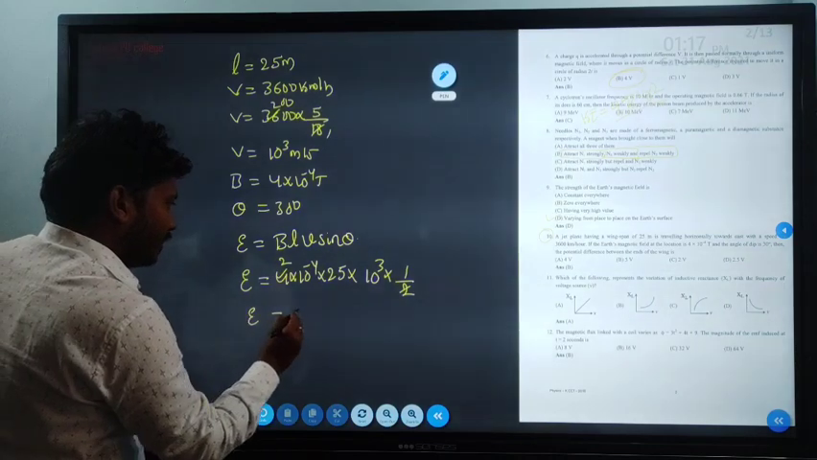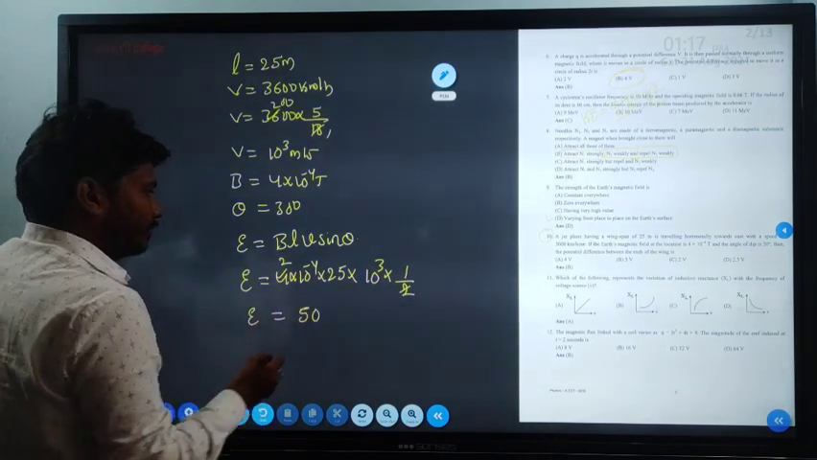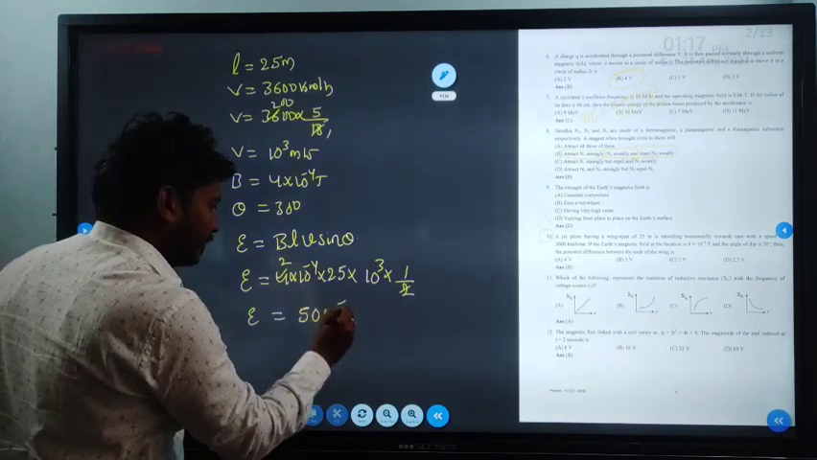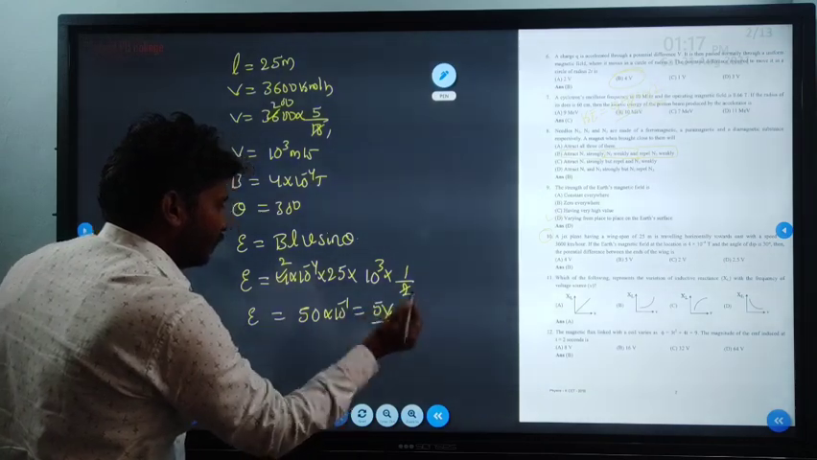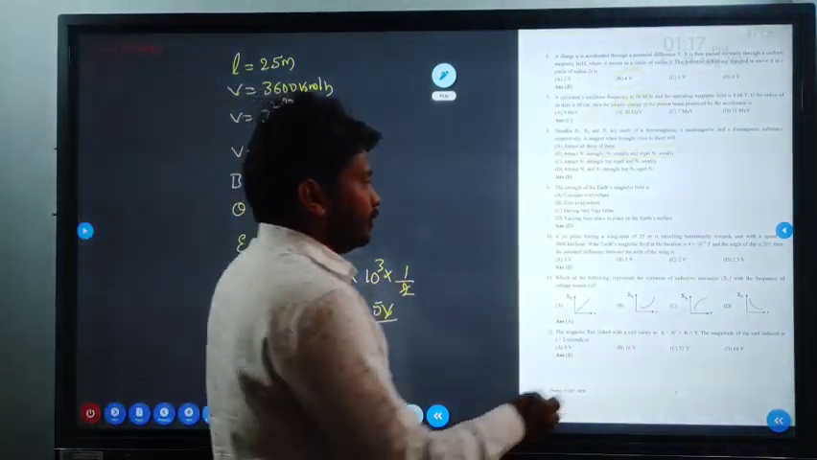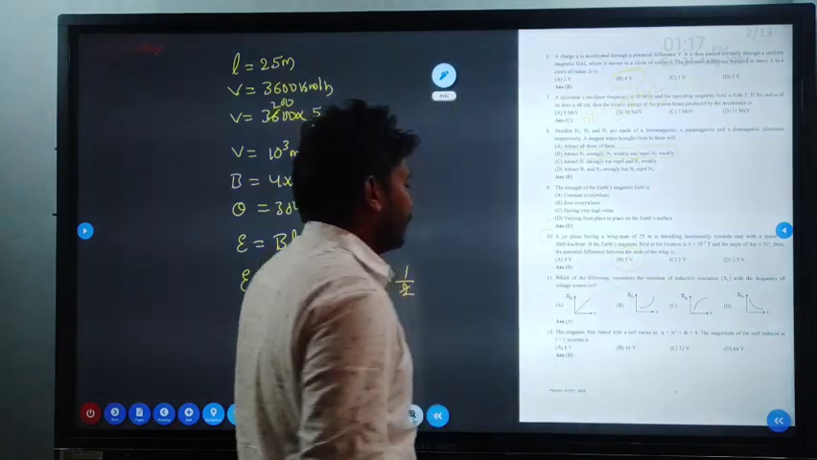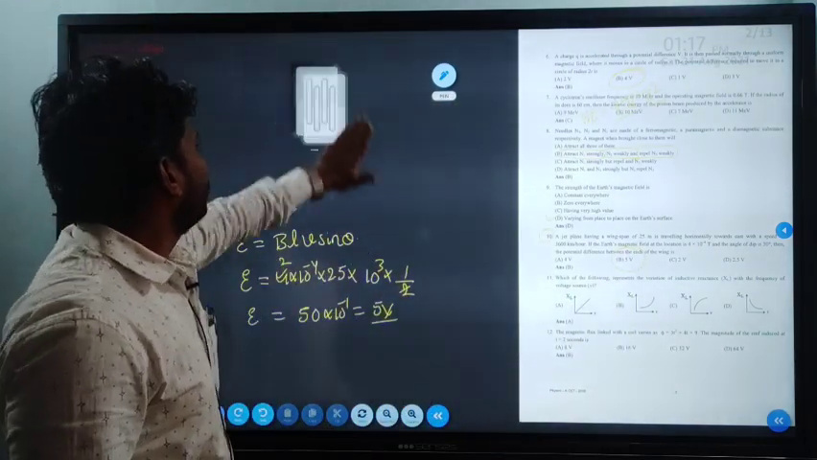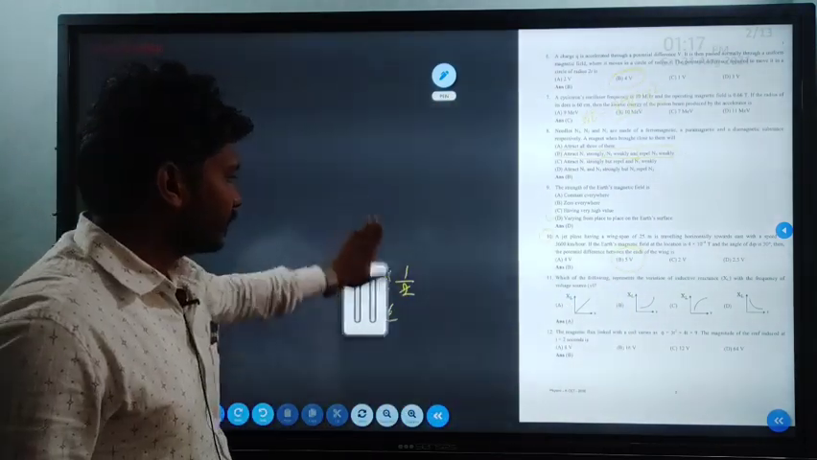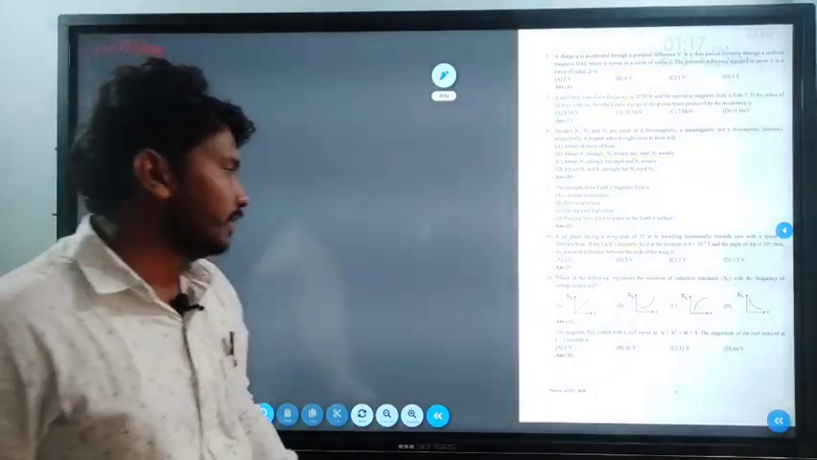So EMF value is 25 into 50 into 10 to the power of minus 1, or 5 volt. What is the answer here? Potential difference value is 5 volt here. Then we'll go for next question. Read out that 11th question here.